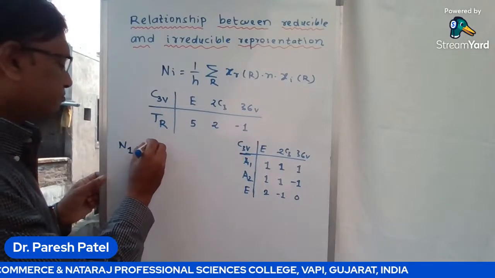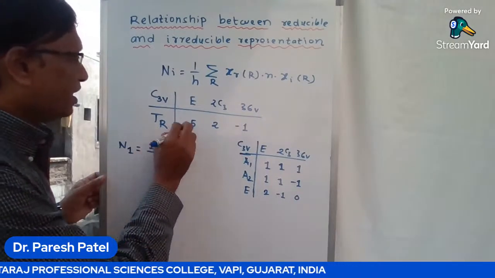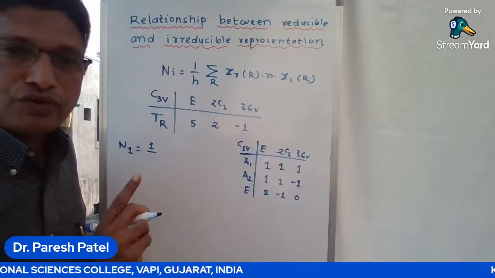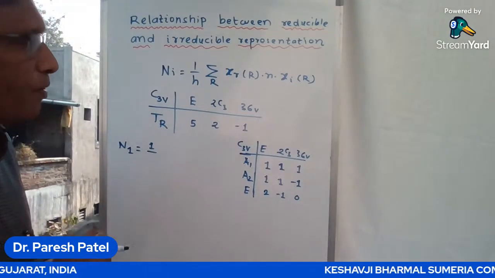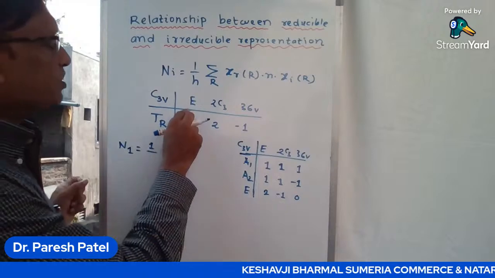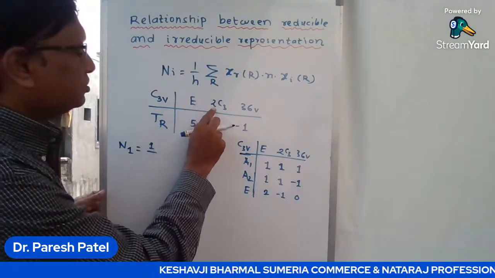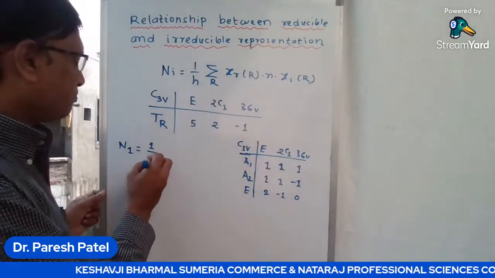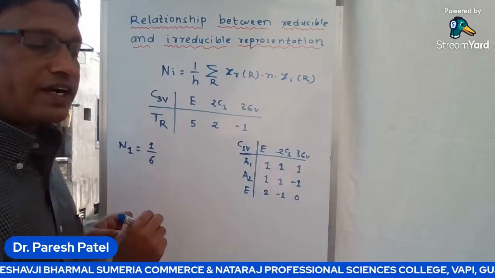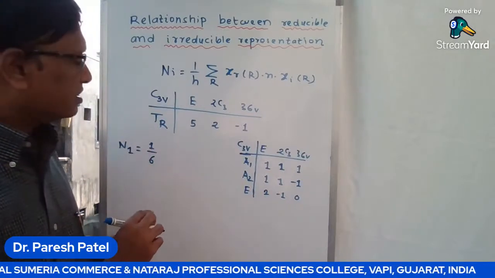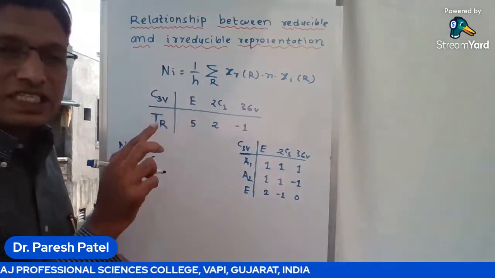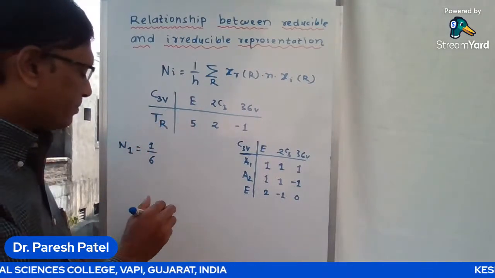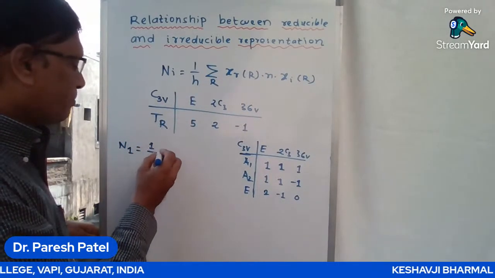So for N1, we know that h represents the order of a group, and the order of a group is equal to the number of symmetry operations in that group. So E, 2C3, 3 sigma v. It means the order of the group for the C3v point group is 6. Why? The C3v point group consists of 6 symmetry operations or elements. Okay, so 1 by 6.